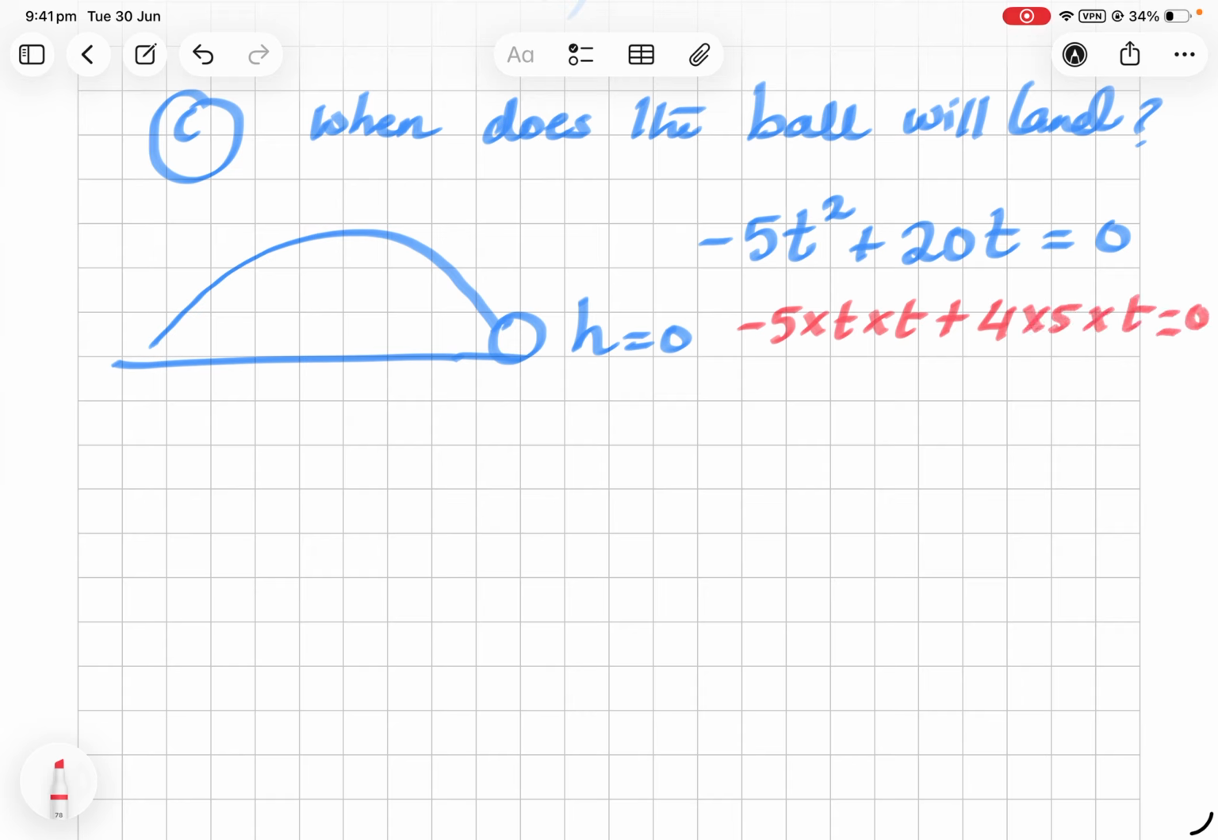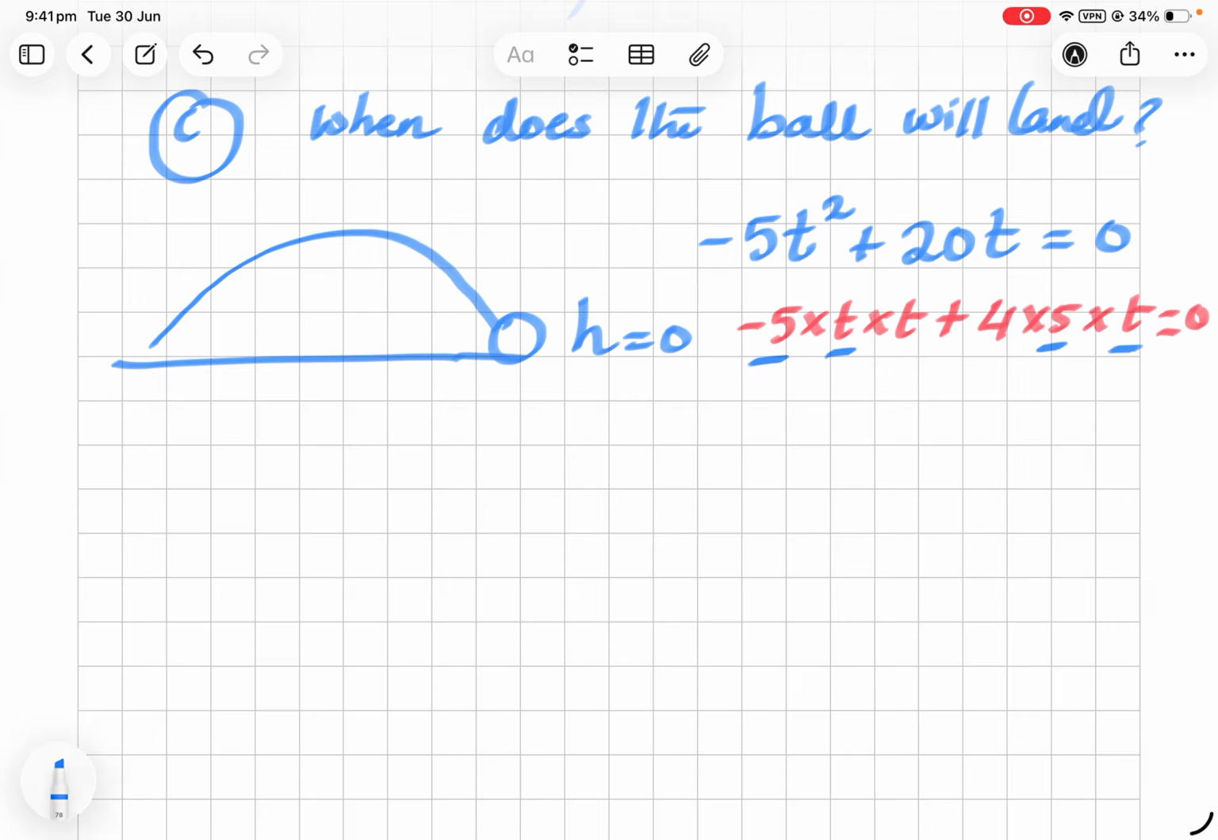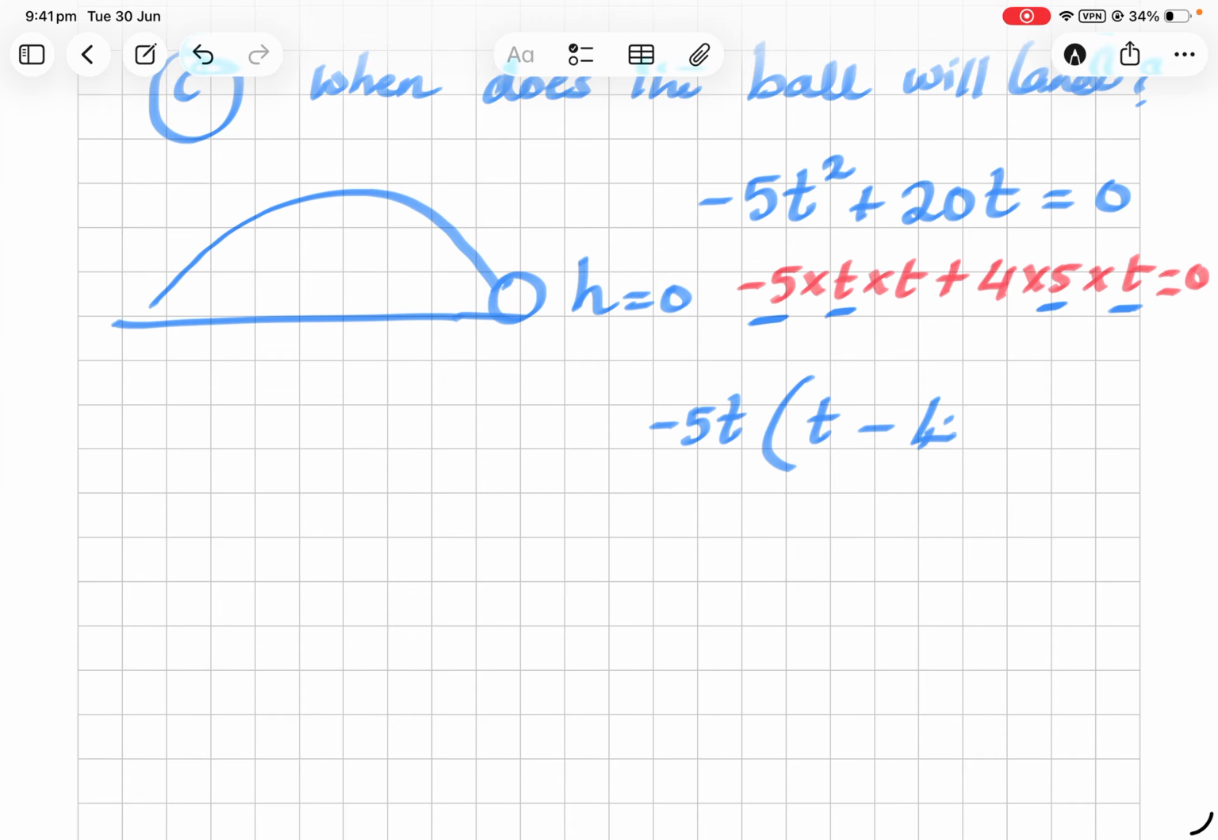Now, what are the common terms that you can see? I can see negative 5t. There's a 5 and a t, so I have to change that to a negative sign in there somehow. Now, if I take out negative 5t, I still have a t, but this one has to be negative because I'm keeping the commonality of the negative sign. So I'm making that a negative, and I'm going to write this as t minus 4 equals 0.